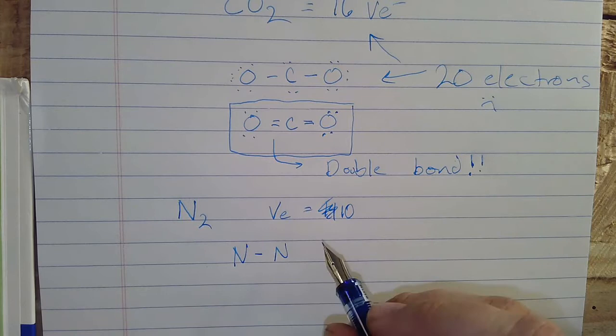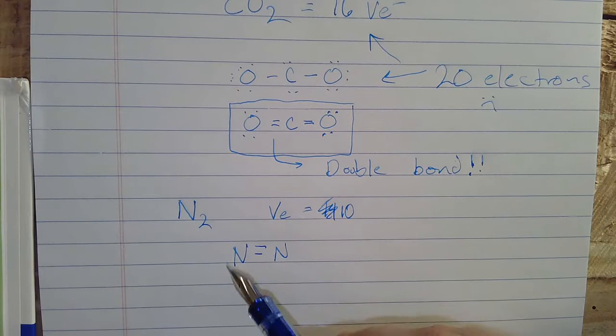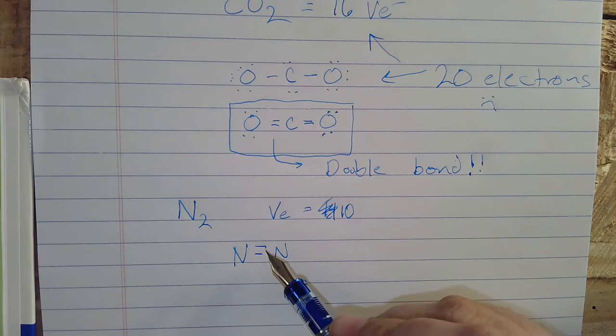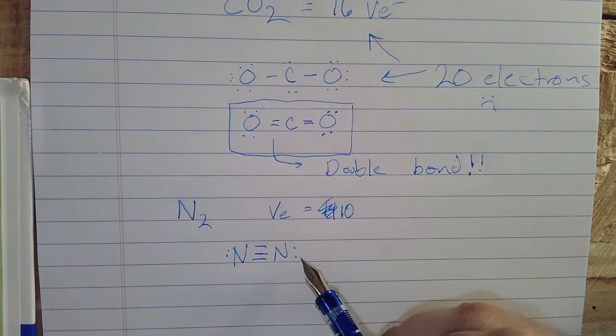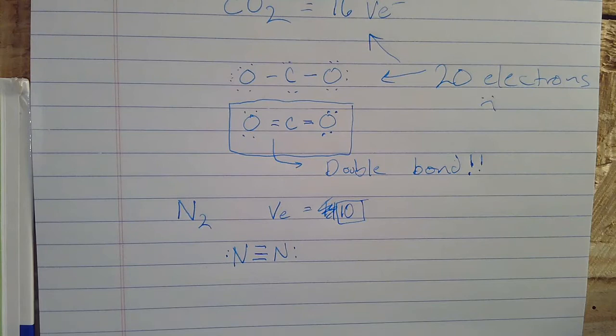We're way over. Even if we do a double bond here, it would be 1, 2, 3, 4, 5, 6, 7, 8, 9, 10, 11, 12, 13, 14. Ooh, no. I don't like that. So what it actually forms is a triple bond connection. And if we look at that, we have 1, 2, 3, 4, 5, 6, 7, 8, 9, 10 electrons, not 14, 10 electrons, all set up, and it's a triple bonded molecule.